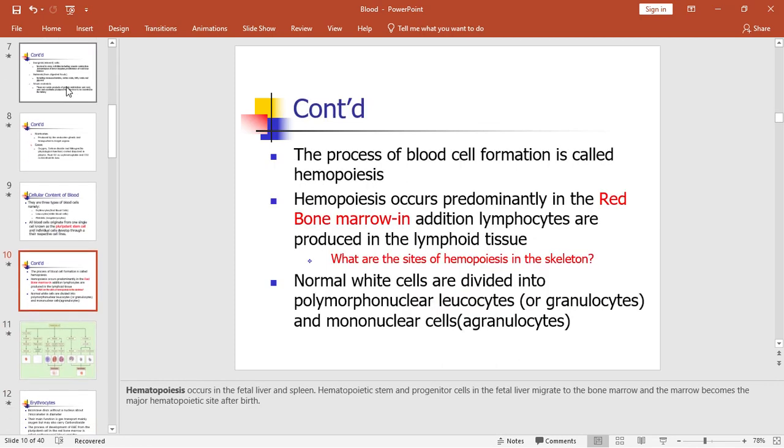The process of producing blood is referred to as hematopoiesis, and blood production takes place in the red bone marrow, in addition to lymphoid tissue, which is basically responsible for producing lymphocytes. Do you know where this red bone marrow is found?